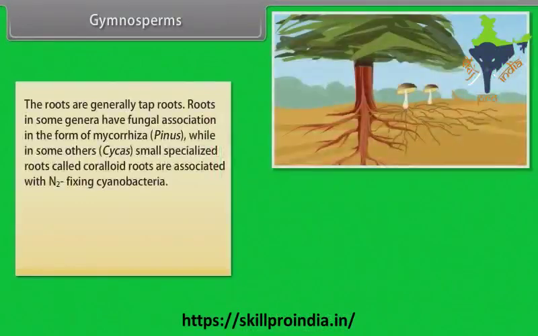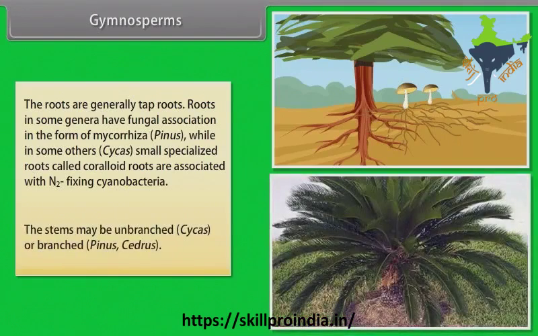The roots are generally taproots. Roots in some genera have fungal association in the form of mycorrhiza, for example Pinus, while in some others, like Cycas, small specialized roots called coralloid roots are associated with N2-fixing cyanobacteria. The stems may be unbranched, as in Cycas, or branched, as in Pinus and Cedrus.